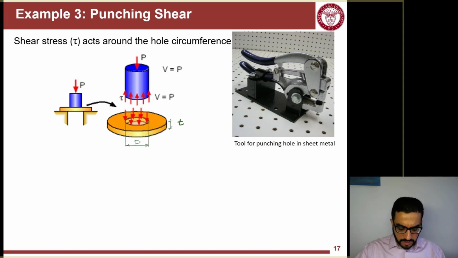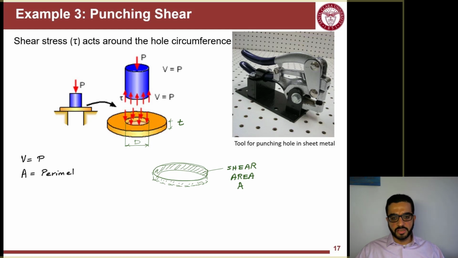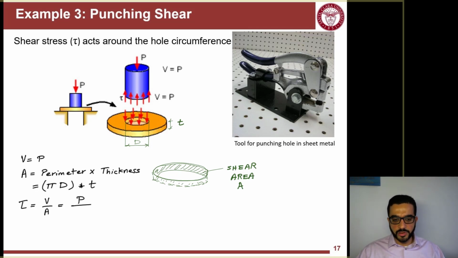If I call these dimensions here, d the diameter of the hole that I'm making, so punching that circle out of the sheet, and then the thickness of the sheet is t. The shearing here happens along that inside circular surface with this depth. So that's my shearing area, and this area is equal to the perimeter multiplied by the thickness. Using the notations I use, it's pi d t, and now I can see that my tau is equal to P over pi d t.